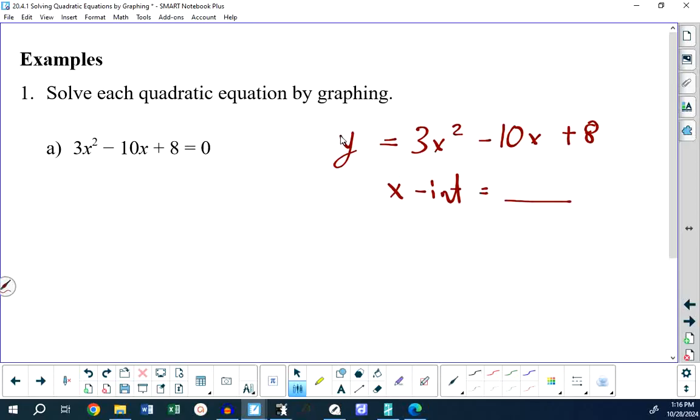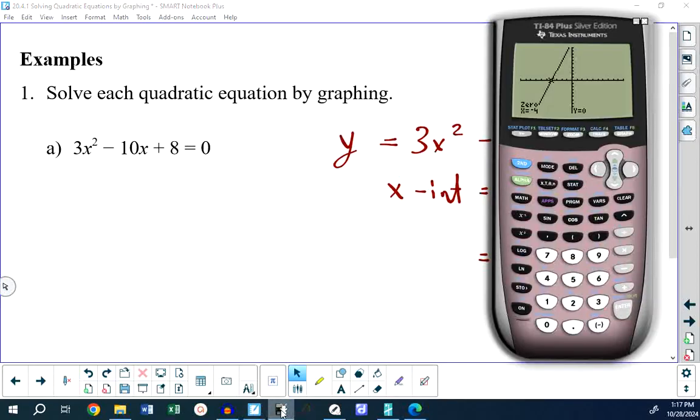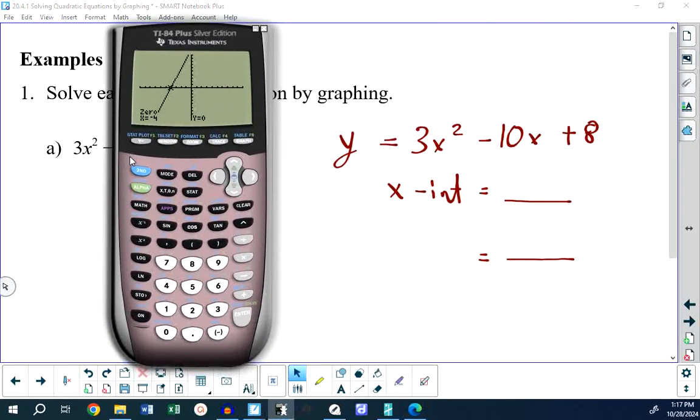And there may not be two of them, but now do you get my drift when I say I'm not going to explain why this works every time? You're simply going to find the x-intercepts and say that's the solutions to the equation. We've already done the explanation in the warm-up. So we graph this. Y equals 3x squared minus 10x plus 8. I think I'm still on zoom standard, so I'll just go graph.